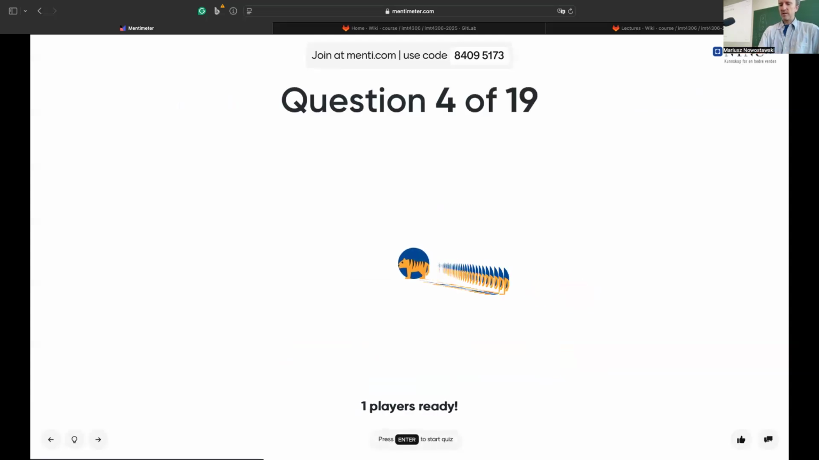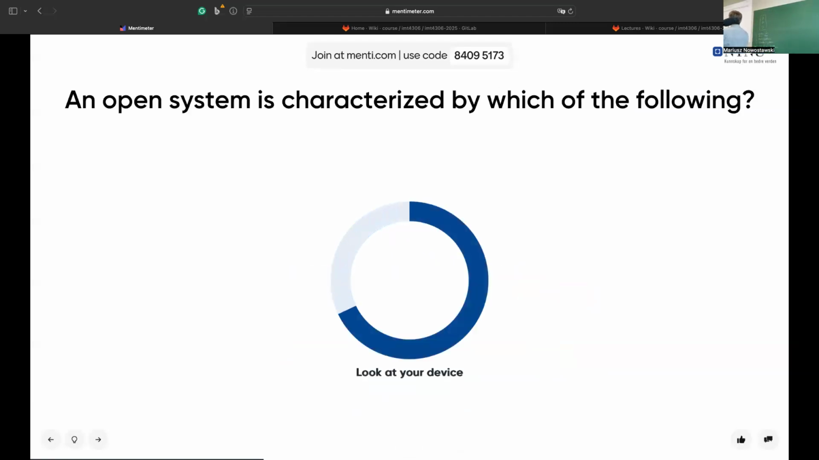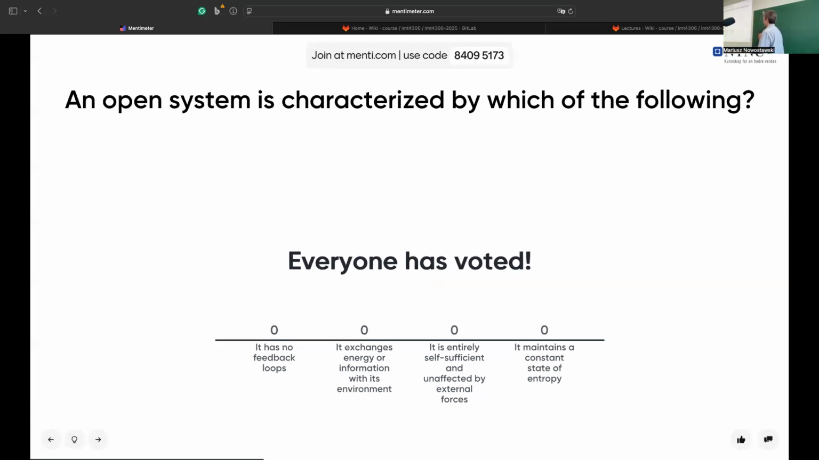All right, so then we go into terminology a little bit. What is an open system? What are open systems characterized by? It has no feedback loops. It exchanges energy or information with its environment. It is entirely self-sufficient and unaffected by external forces, or it maintains a constant state of entropy.